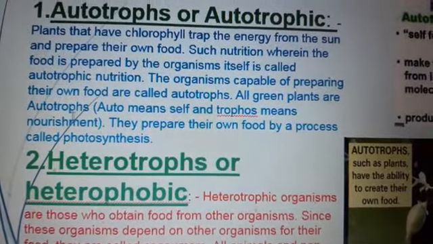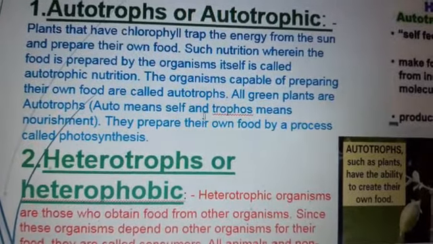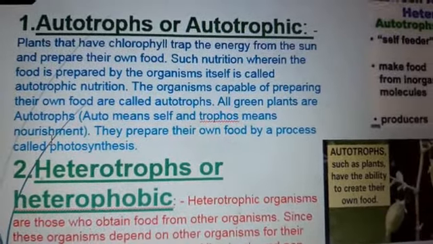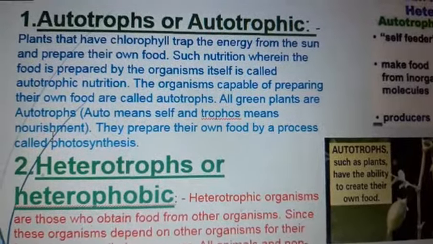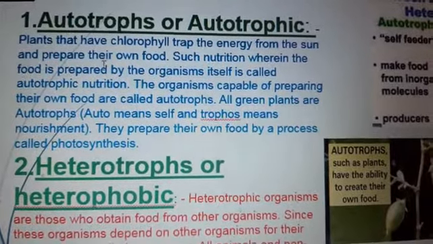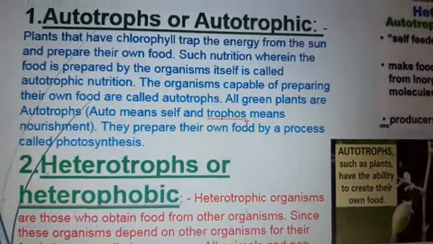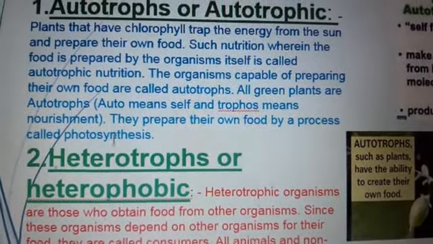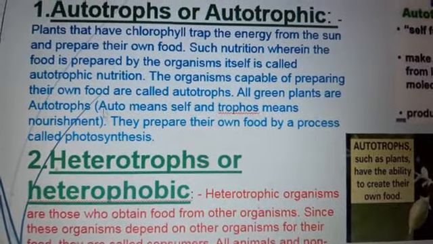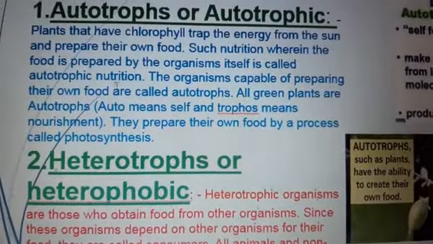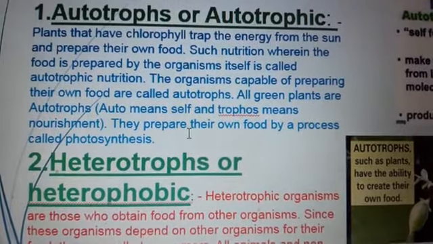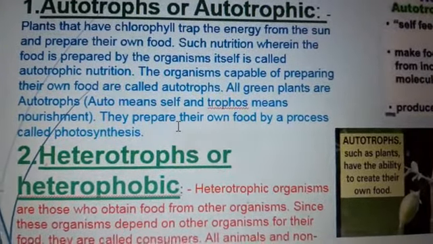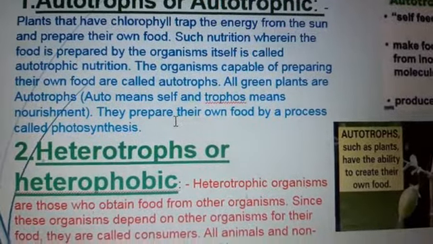Let us differentiate the word autotrophs. Auto means self and trophs means nourishment, so self-nourishment. Plants make their food by themselves. They prepare their own food by a process called photosynthesis. This process is called photosynthesis because plants make their food themselves. Plants have the ability to create their own food.